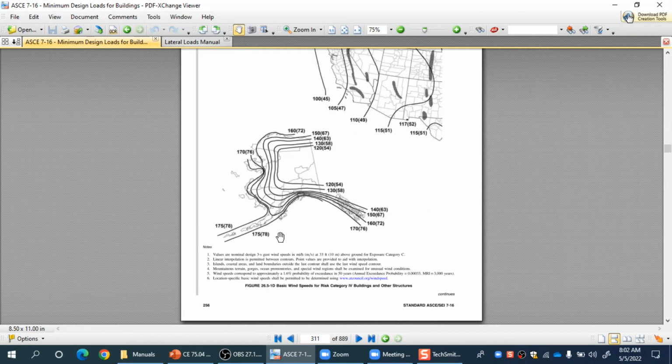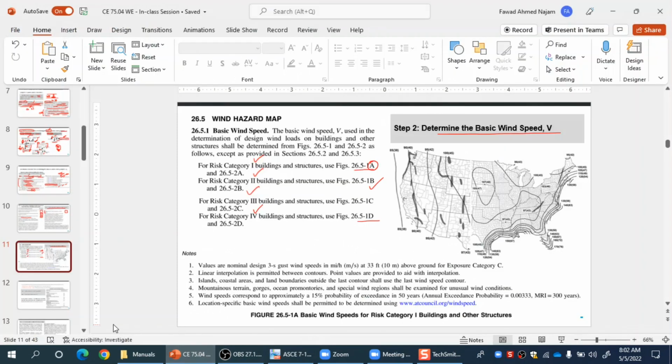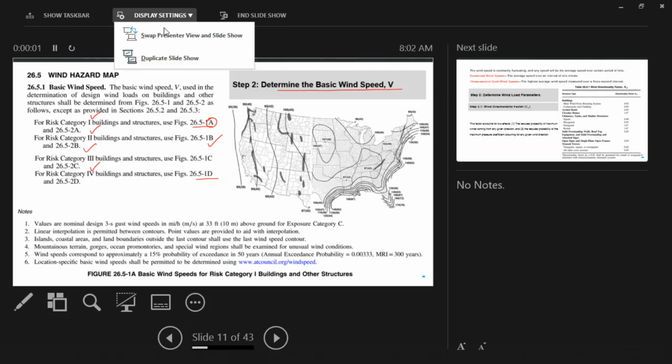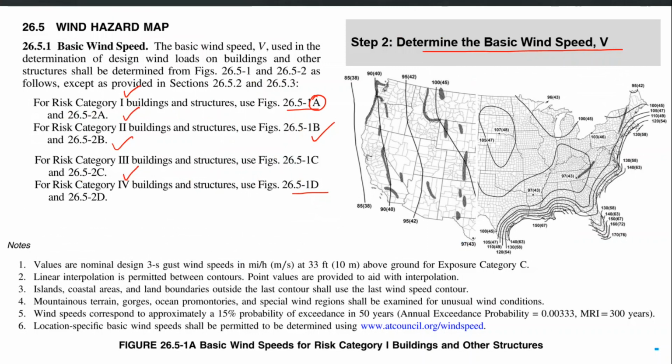So let me go back again to the slides and proceed to the next step. So it is expected that the national building codes of different countries provide the wind design hazard maps in their national building codes, which are compatible with these definitions if they want to follow the ASCE 7-16 procedure to determine the design wind pressure.